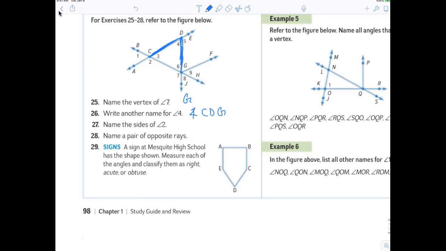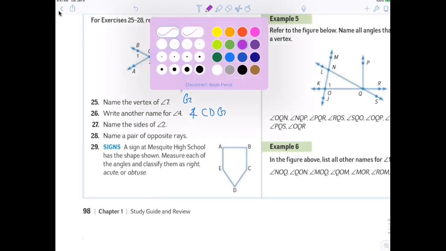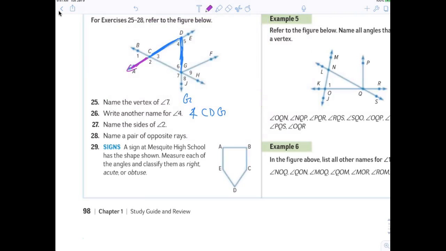Name the sides of angle 2. The sides, remember, are rays. So the side of angle 2 would be ray. Am I looking at this right here and this right here, right? So the sides to that are what? Ray CA and ray C what? CG or CH, either one. Everybody see that? What about ray CB?